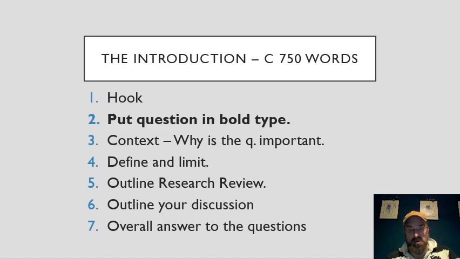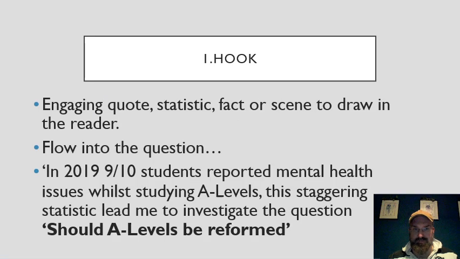Next, define and limit. So what are the limitations of your question? What does it really mean? Then you'll outline the research review, then an outline of the discussion, then an overall answer to the question. And overall, all of these things could be 2 or 3 paragraphs of about 750 words in total. So let's have a look at some of these things in a little bit more detail.